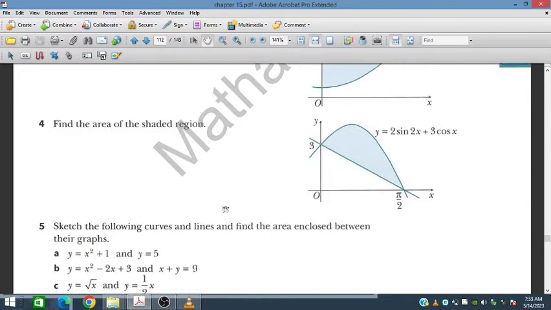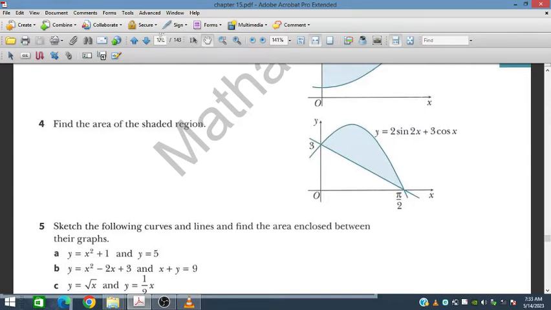Let's solve this question number 4. Find the area of the shaded region. So this is a line and this is a curve. So it's 2 sin 2x plus 3 cos x, and here we have this limit. So we'll take this area and subtract this area. So we have two areas: this curve from 0 to pi by 2, and then 0 to pi by 2 for this equation. So this is very important. So keep in mind this function and these values.